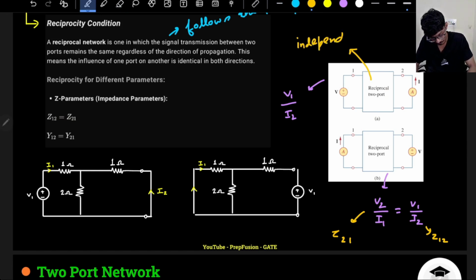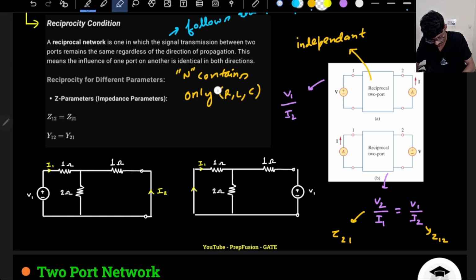Now for a few dependent sources, the network can be reciprocal, but what I can say 100% surely is that if the network contains only RLC elements, then it will be purely reciprocal.